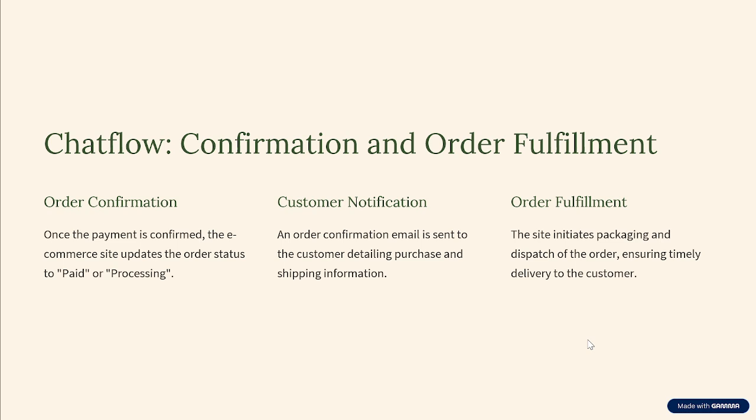The last standard is the order fulfillment standard. In this, the merchant side initiates packaging and dispatch of the order, ensuring timely delivery to the customer. Here we get to know why a payment integration system is required. Let's get to know where this system or service is used or implemented.